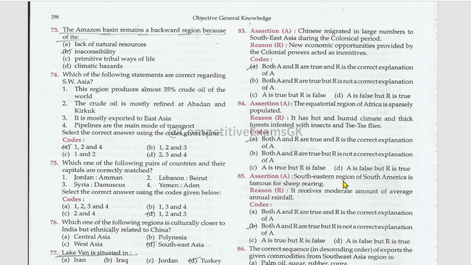Next, assertion and reason. The southeastern region of South America is famous for sheep rearing, right? It receives a moderate amount of average annual rainfall. This is also true, but the reason is not the correct explanation for the assertion.